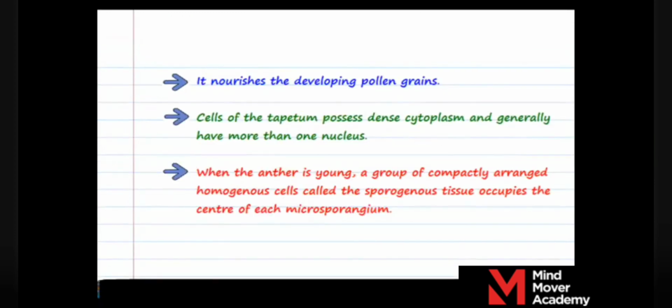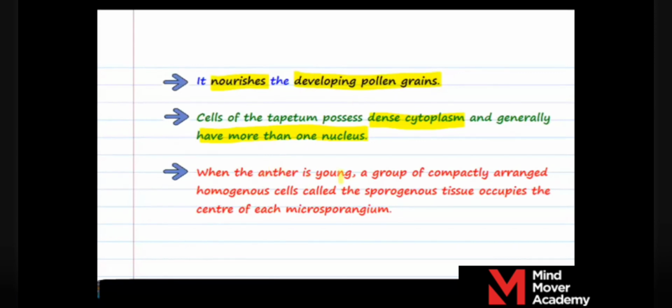Okay, now we look at the functions of the innermost layer, that is the tapetum. Very firstly, it nourishes the developing pollen grains. So it provides nourishment to the pollen grains which are developing inside the microsporangium. Cells of the tapetum possess dense cytoplasm and generally have more than 1 nucleus. So the cytoplasm is very dense inside the tapetum, and it generally possesses more than 1 nucleus.